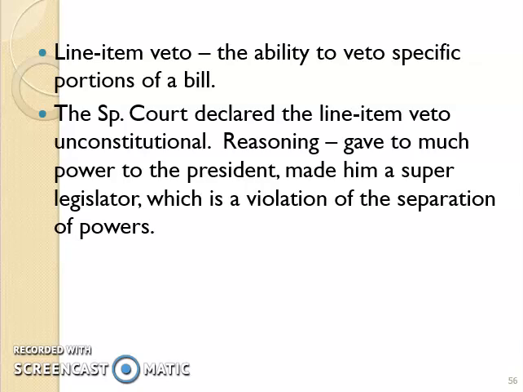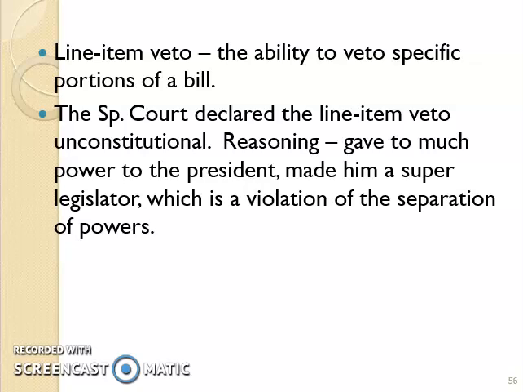And at first I thought this was a terrible idea because it certainly would have done wonders in trying to balance the budget. But the reason they gave is equally a force. So we're kind of caught in this dilemma. They reasoned that it gave too much power to the president and made him a super legislator, which really is a violation of the separation of powers.